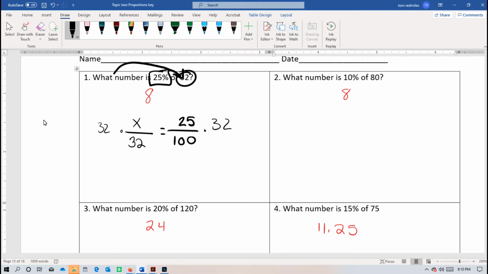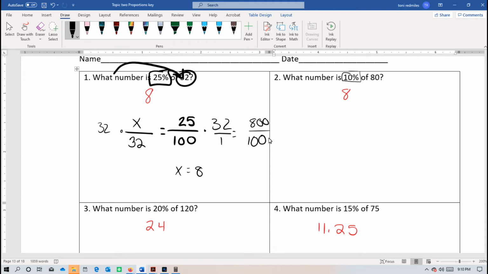And if I do this multiplication, I'm going to go ahead and do that fairly quickly. Hold on. I'm going to get 800, because remember, I got to throw 1 underneath this. 25 times 32 is going to equal 800. 100 times 1 is going to equal 100. 100 goes into 800 8 times. All right, let's look at this next one.